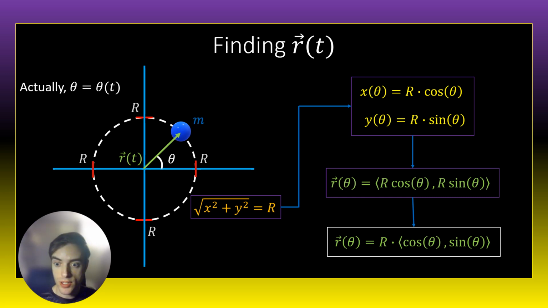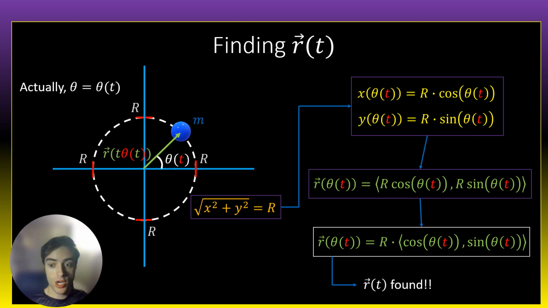However, there's a problem. Theta must be a function of t, because r is a function of t, right? So that's the logic. So we have r as a function of theta. However, r must be a function of t, so therefore theta must be a function of t. So we'll make that change in the next slide. And as I had promised, we indeed did make this change, as highlighted in red right there.